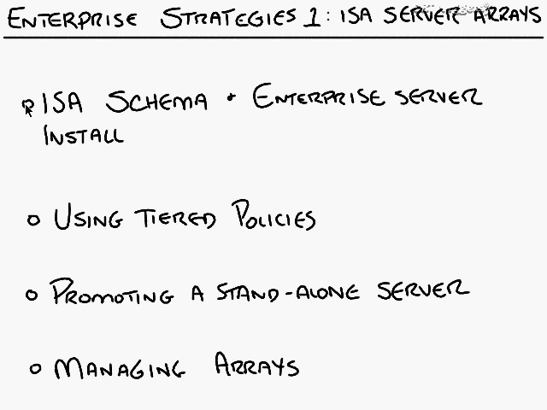So in this nugget, we're going to talk about expanding it, getting into the ISA Server schema and saying, you know what, we need to install new features in Active Directory to support an array of ISA servers. We're also going to look at an enterprise server installation, what it looks like differently when we go from a standard version of ISA Server to an enterprise server.